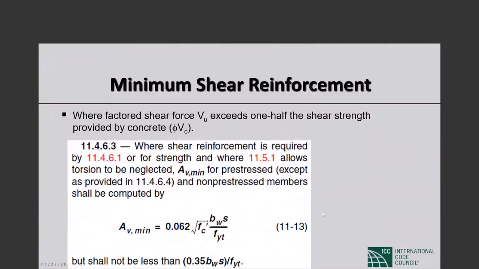We're not done with shear reinforcement, okay? We need to look at minimum shear reinforcement. This is very similar to reinforced concrete, but their values are different. The equations look the same.